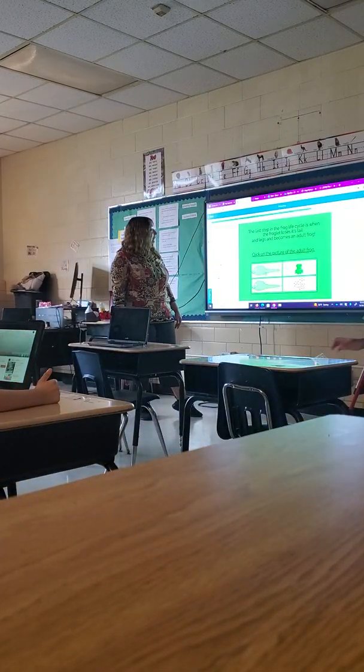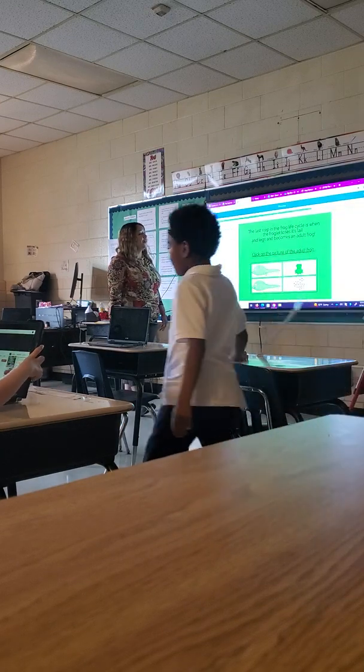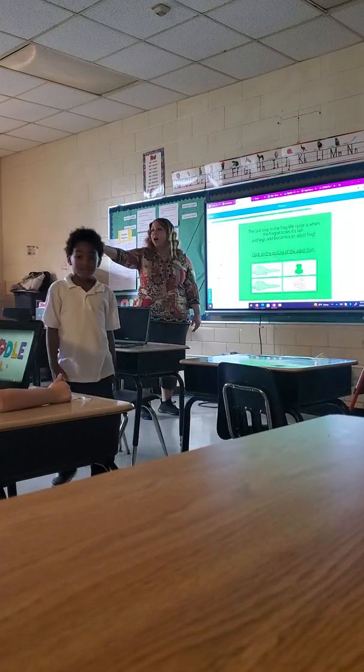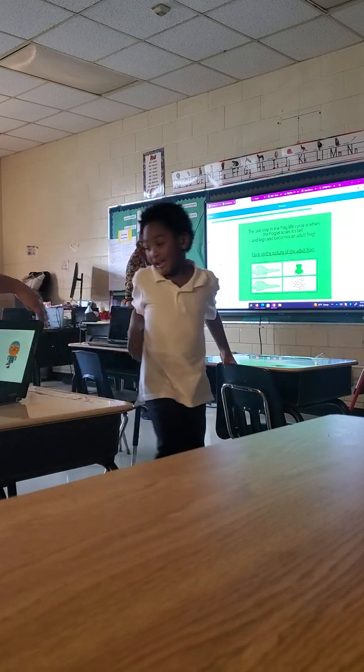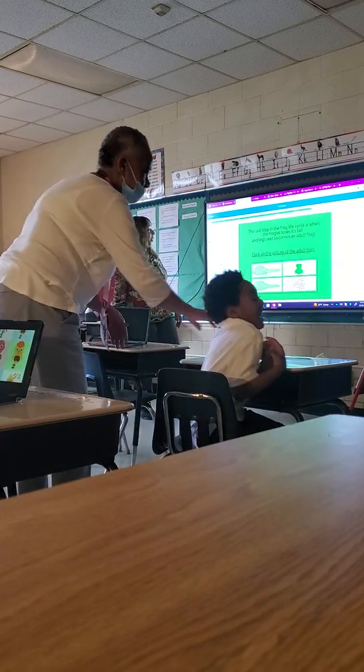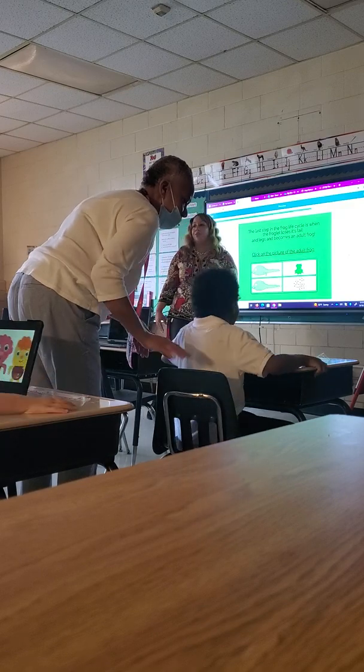Bryson, sit down. The last stage of the frog's life cycle is when the froglet loses its tail. Quiet, Bryson. And legs become an adult frog. Click on the picture of an adult frog.